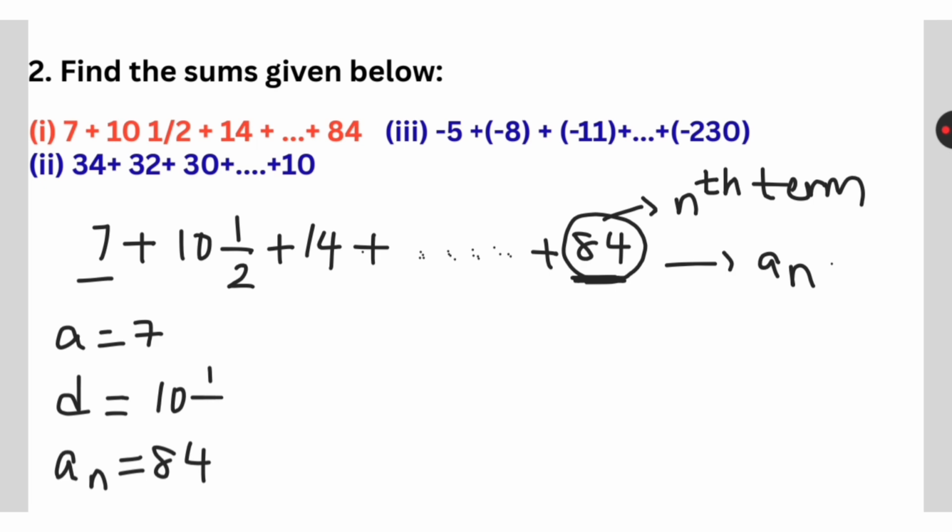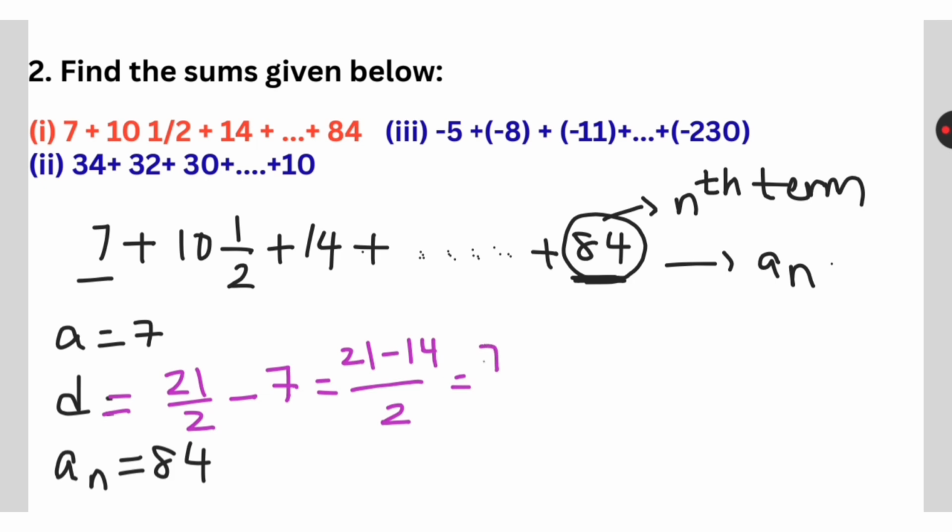10 1 by 2 is in a mixed fraction. So first convert this mixed fraction into a fraction. 2 times 10 is 20, 20 plus 1 is 21. So 21 over 2. So the second term is 21 over 2 minus the first term, which is 7. If you do LCM here, then 21 minus 14 gives 7 over 2. So here the common difference is 7 over 2.